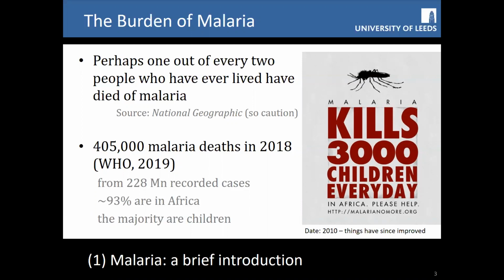Tragically, the demography of this disease is that it mostly attacks children. So of those recorded deaths, sadly, most of those will be children, simply because they haven't had chance to build up an immunity to malaria. And the people that live in a malaria endemic area are people that have survived their first bout of malaria. But there's better news. On the right-hand side, you can see the poster that tragically suggests that malaria kills 3,000 children every day. That was the case when that poster was made in 2010, but things have significantly improved since then, although the gains have actually slowed down in recent years.